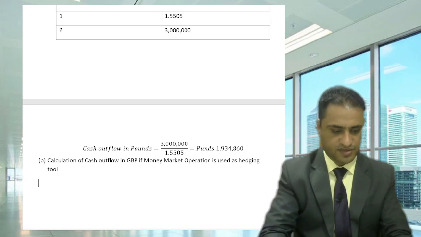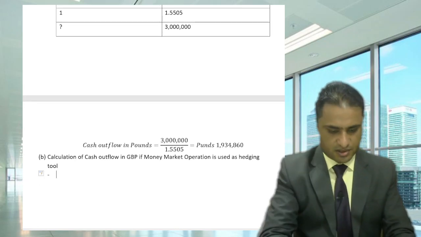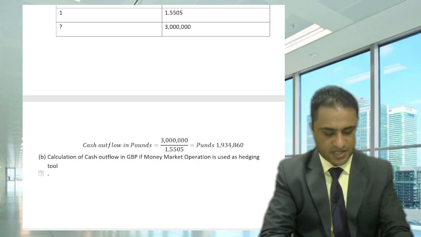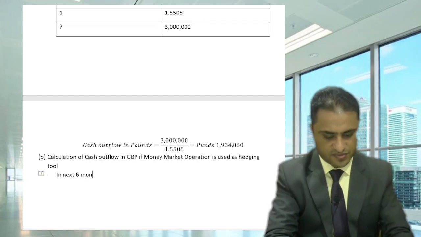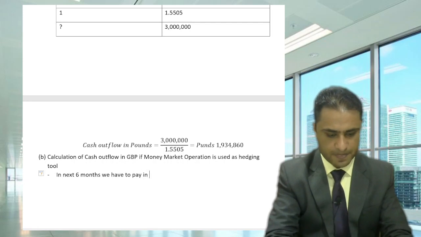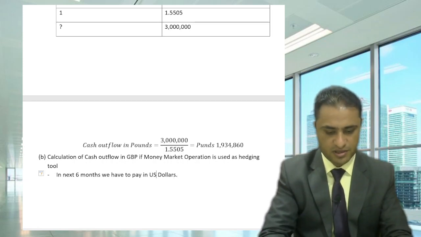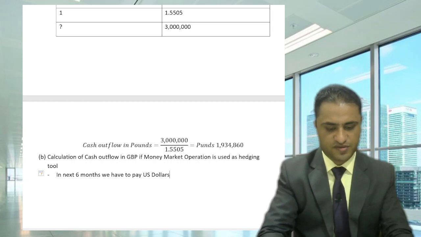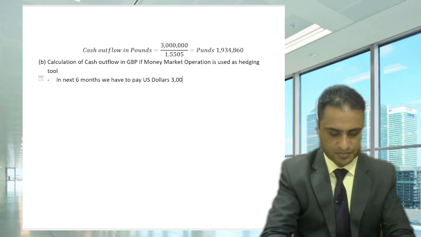Okay, so now first understand how the money market works. The first thing you will have to understand is that in the next 6 months we have to pay in US dollars. Yeah, this thing is very much clear. We have to pay, say, US dollars. How much US dollar? 3 million.